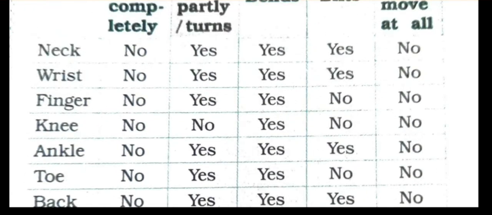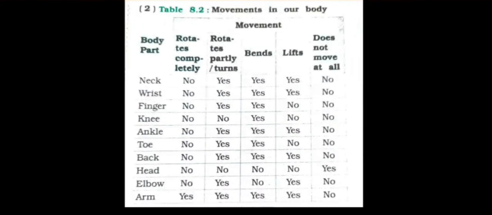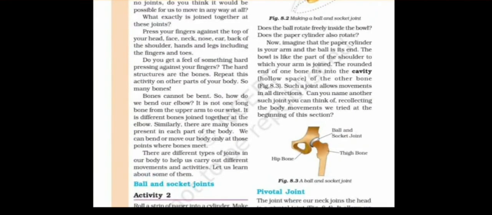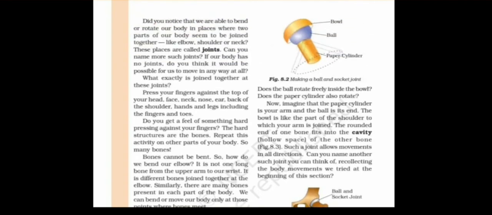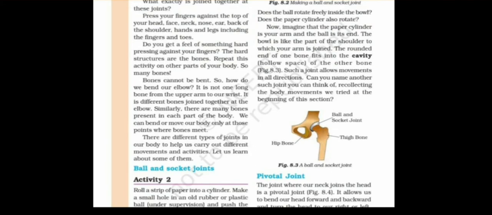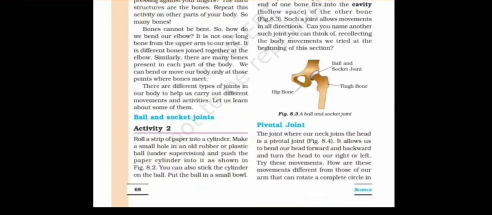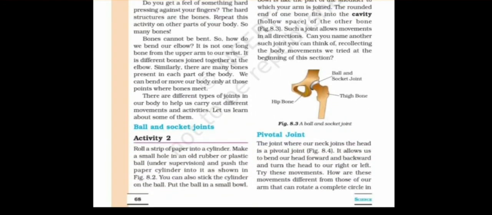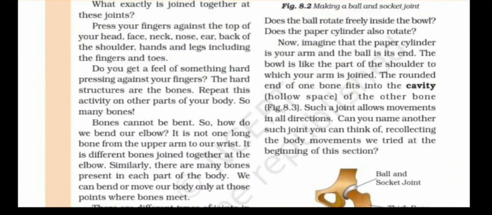So here you have to complete tables 8.1 and 8.2 in your textbook only. Write it down in your textbook only. Understood the various types of movements of the different body parts in your body, how they can be rotated partially or completely, and whether they can be bent or not, and whether they can move by themselves or not. You can also observe by turning some of the movements of the bones. See, bones cannot be bent.